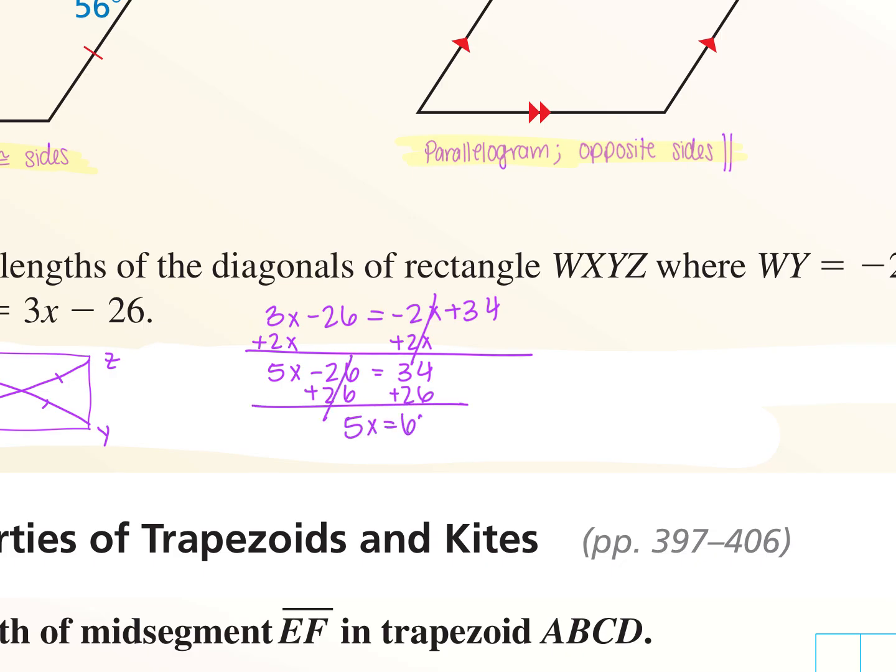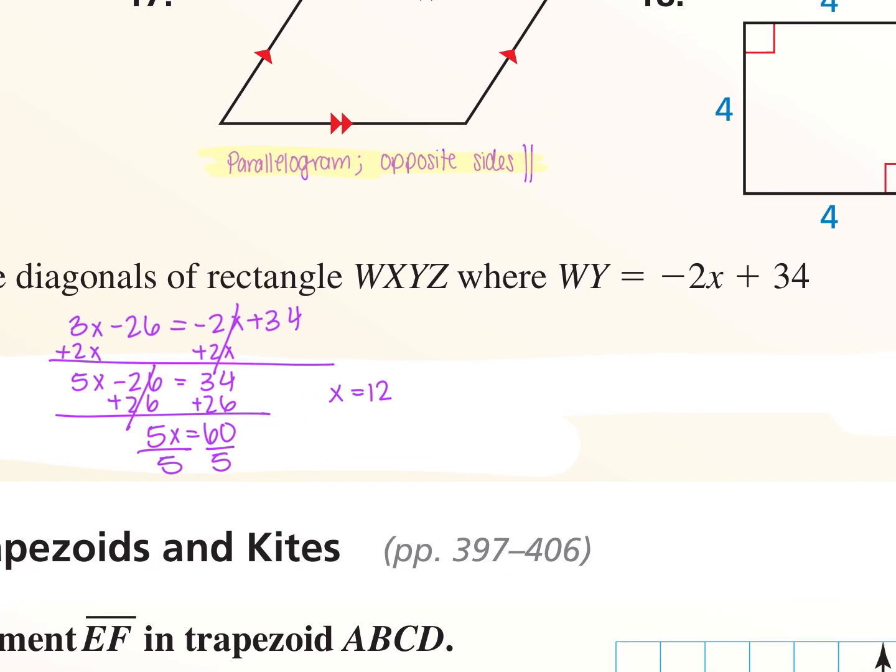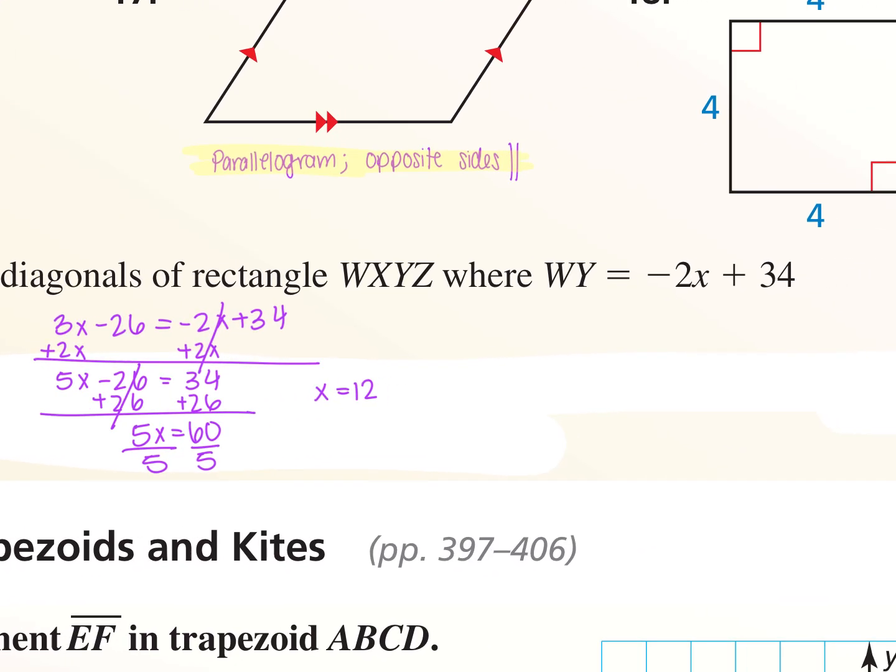5x equals 60, divide by 5. X is going to equal 12. Again, they're not asking me for x. They're asking me for the length of the diagonals. So it doesn't matter which one I plug it into as long as I solve it correctly. So I'll just show you I'm plugging it into both.